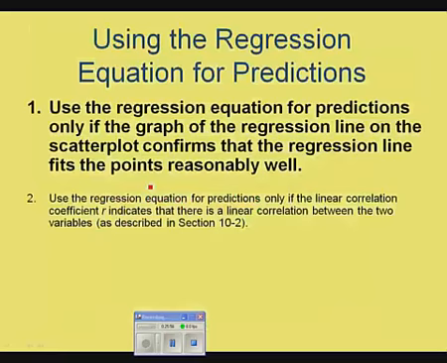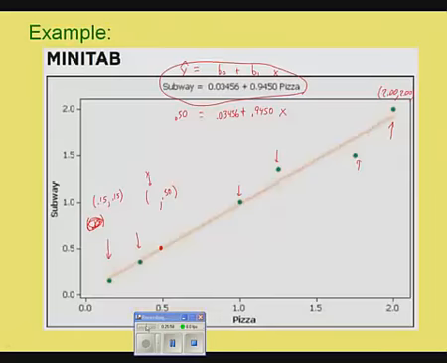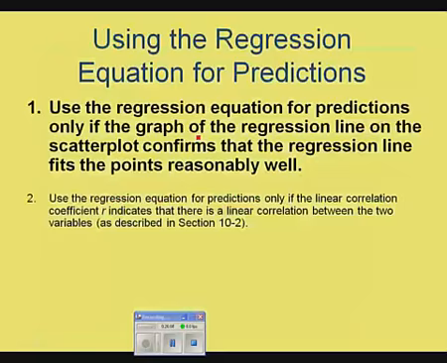Now, let me go ahead and pause. Again, back to what we're doing here. You should only use the regression equation if the graph looks good, okay? If you have a line that doesn't fit the points very well, then you shouldn't use that line. Could be because of outliers. Could be because there's not really a linear relationship, maybe some other kind of relationship. Make sure that R is either close to 1 or negative 1. Don't do it if R is close to 0. That'd be a problem.